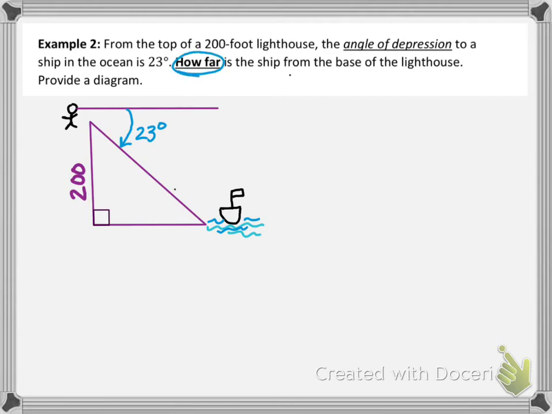Okay, 23 degrees. Alrighty. Now, because that's 23 degrees and that's 200, we still need to determine how far is the ship from the base of the lighthouse. Well, base of the lighthouse means the bottom of the lighthouse where it makes contact with the ground. So they're asking us to find this distance right here. So we need to pick a variable to represent how far. So I'm going to use the letter F, okay? Letter F, looking for how far we're looking for. The base of the lighthouse to the ship.